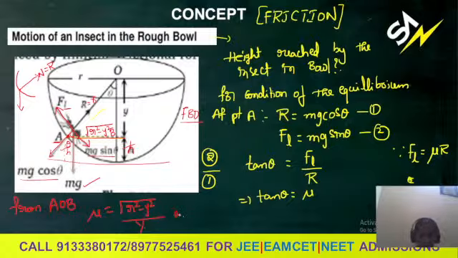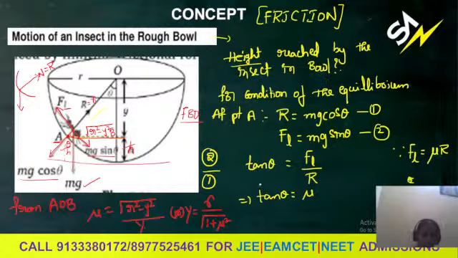Or you can write in terms of y. Separate the y value, square on both sides, the root gets cancelled. So the remaining will be equal to y equal to R by under root of 1 plus mu square. So tan theta is equal to mu, and from the figure tan theta is equal to under root of R square minus y square by y. And we have written that in terms of y, that is y is equal to R by under root of 1 plus mu square.